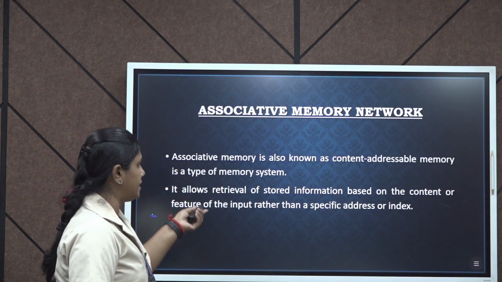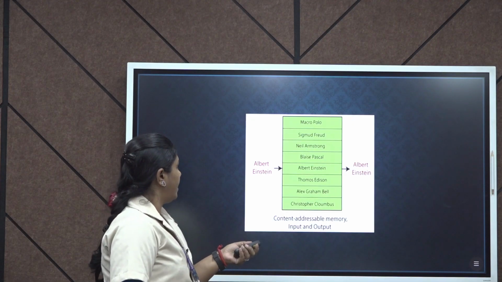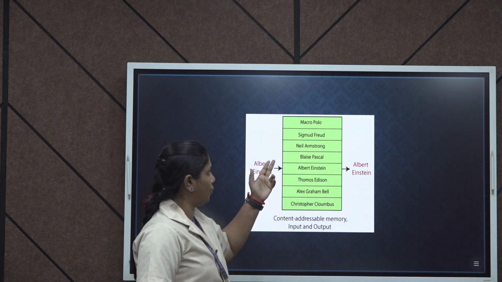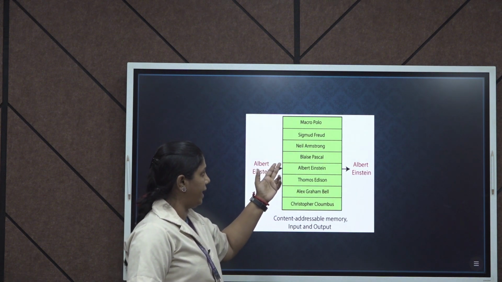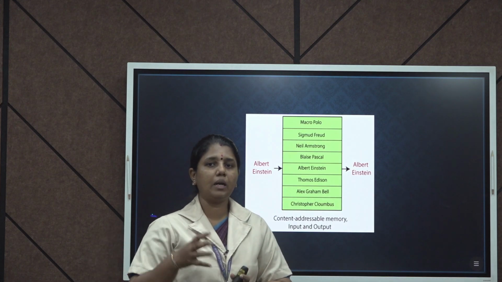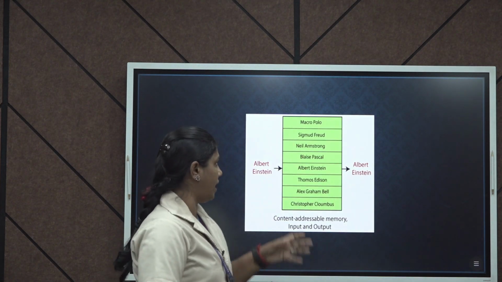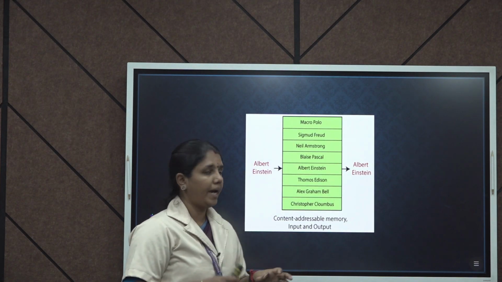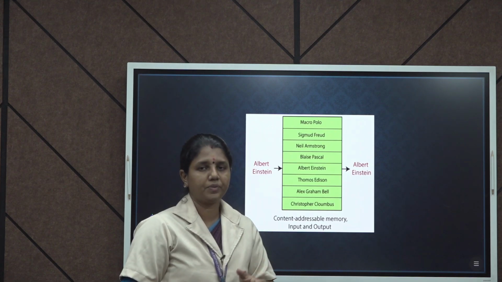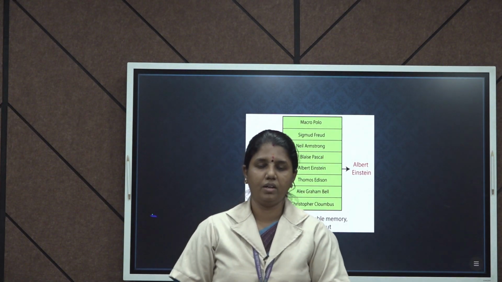It allows retrieval of stored information based on the content, as I already said. Next, this is an example: Marco Polo, Sigmund Freud, Neil Armstrong. I need to identify Albert Einstein. How will I identify it? By identifying the half word of Albert Einstein, Einstein. By choosing Einstein, the content is chosen and it will be identified. Like I said already, our friend will be identified by the same name.